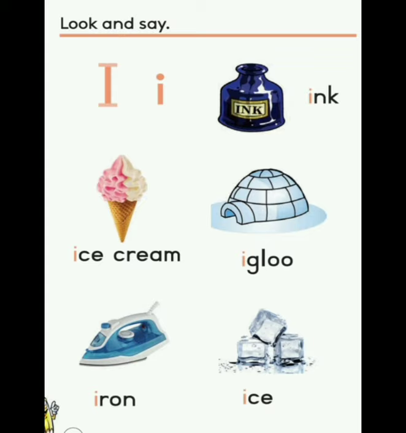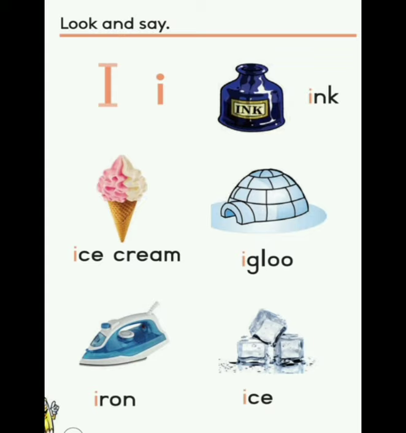I-N-K. Ink. And the second picture is ice cream. Ice cream. What is the third picture? Igloo. Igloo. And the fourth picture is iron. Iron. And the fifth one is ice. Ice. I-C-E. Ice. Okay, children, now I'm done with my first reading. I'm going to repeat it again.